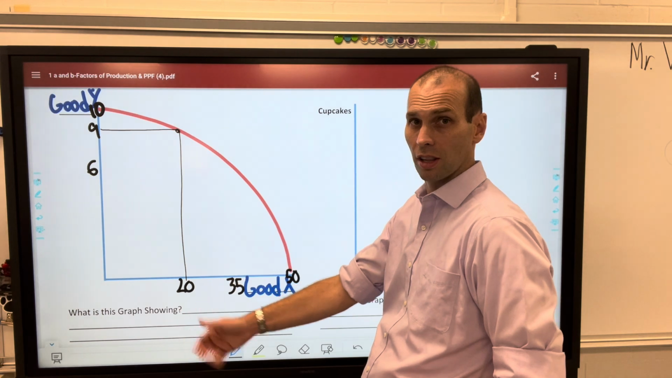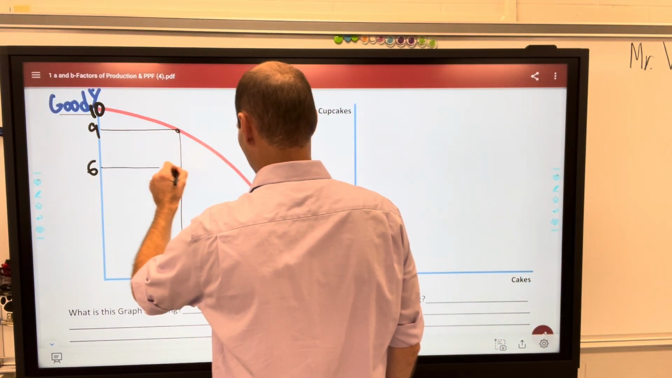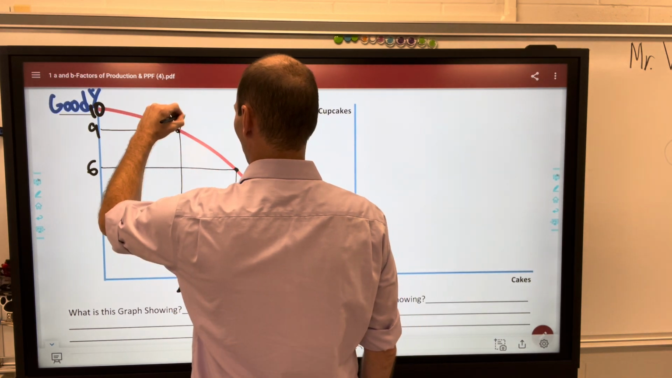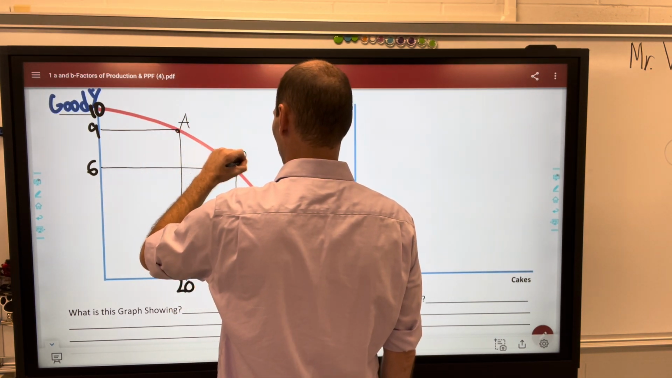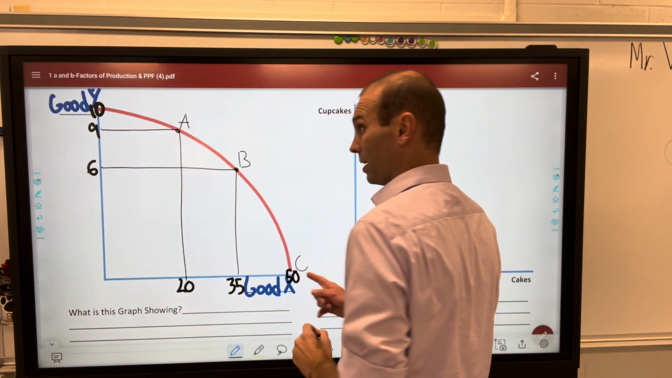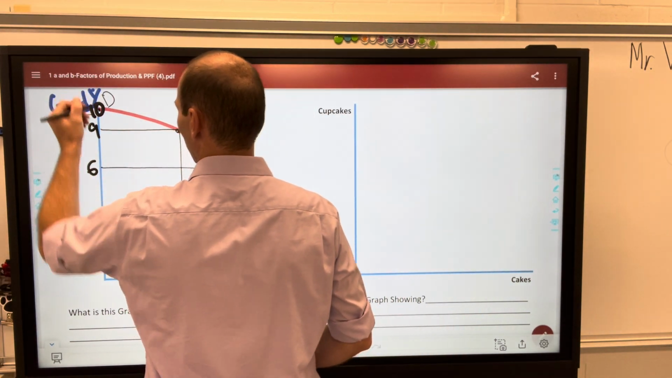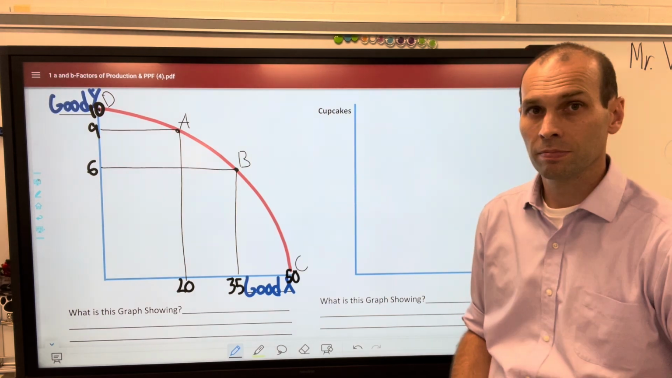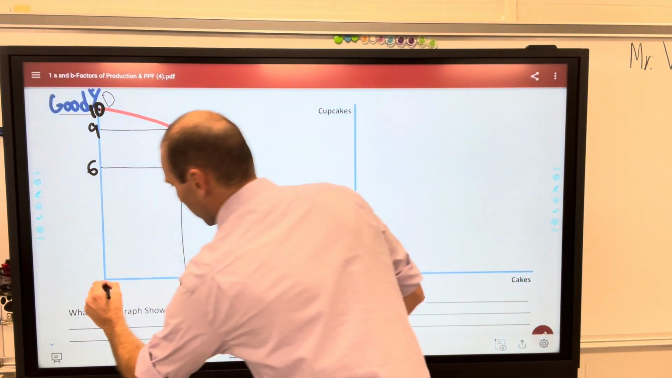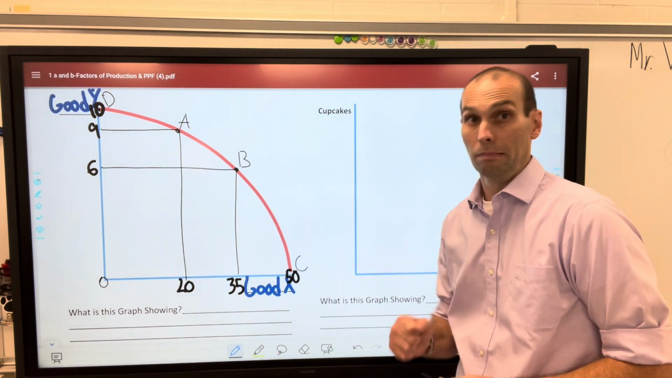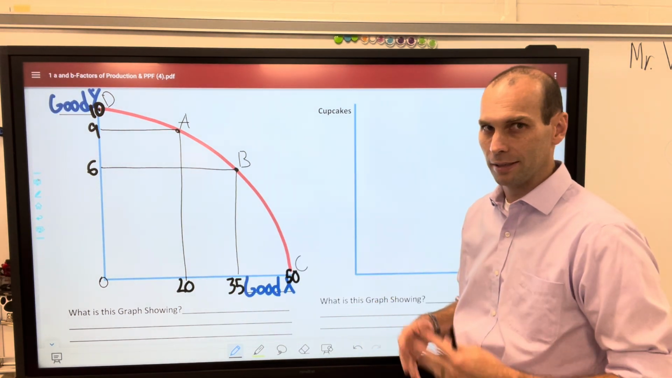9 and 20 should line up together. 6 and 35 should line up together, and we'll call this point Alpha, point Bravo. We'll call this point Charlie, and back up here, we'll call this point Delta, right here at the 0. Okay, and I'm gonna put a 0 right there just to make sure we're honest, and you guys know that obviously where the two axes meet, that's 0.